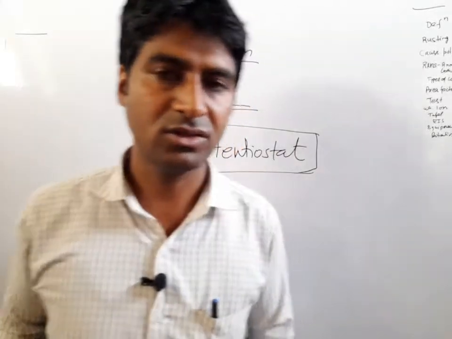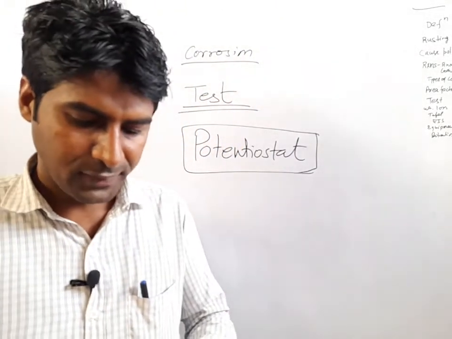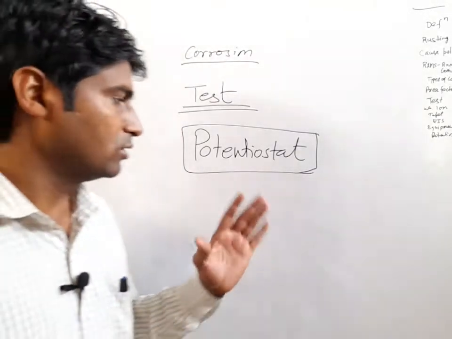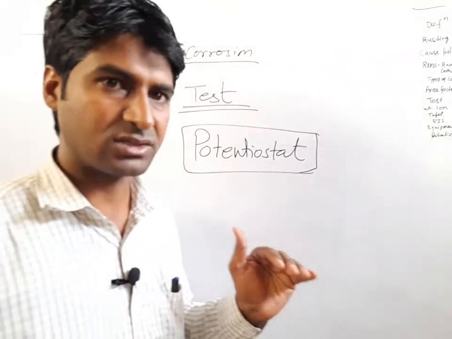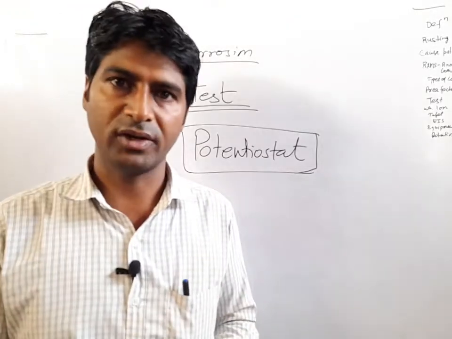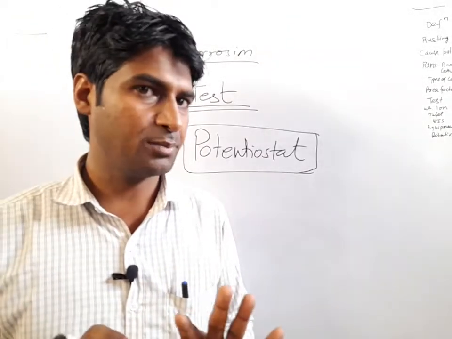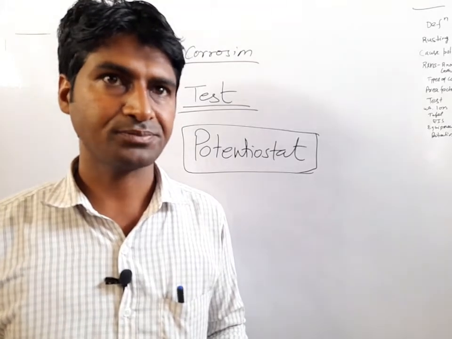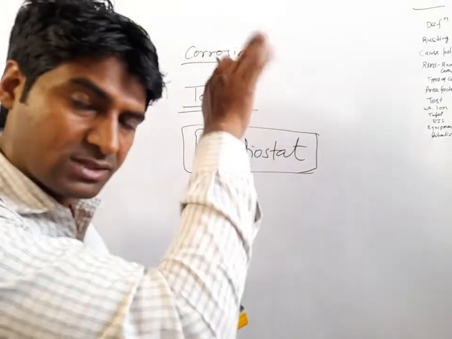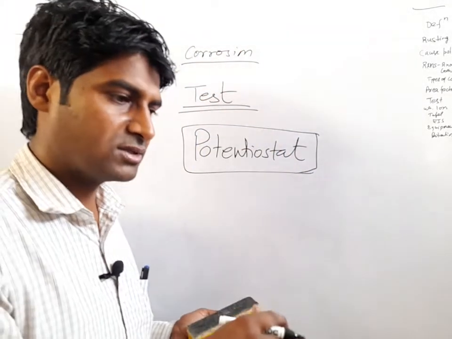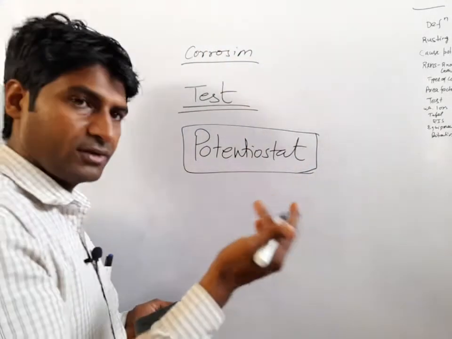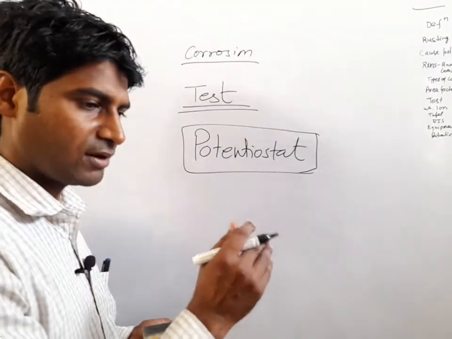So I think this is enough for this topic, and I hope that you understood the basics of corrosion, how it occurs, and that this is the only game between the anode and cathode. One is anode and one is cathode, and the main reason is the potential difference between them. So the materials which are lower in the series will always get corroded as compared to the upper material.